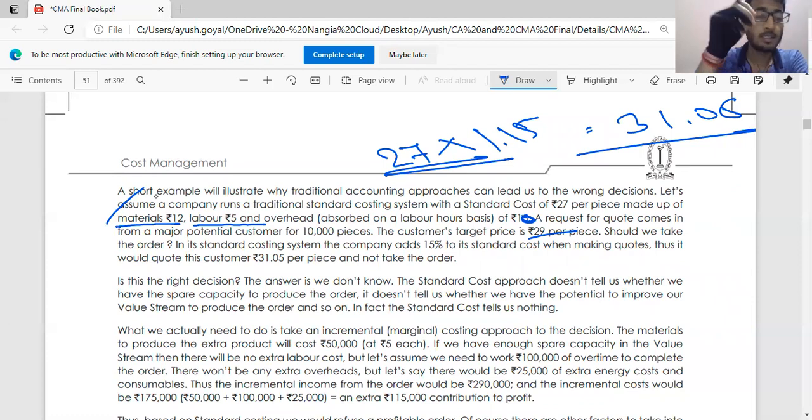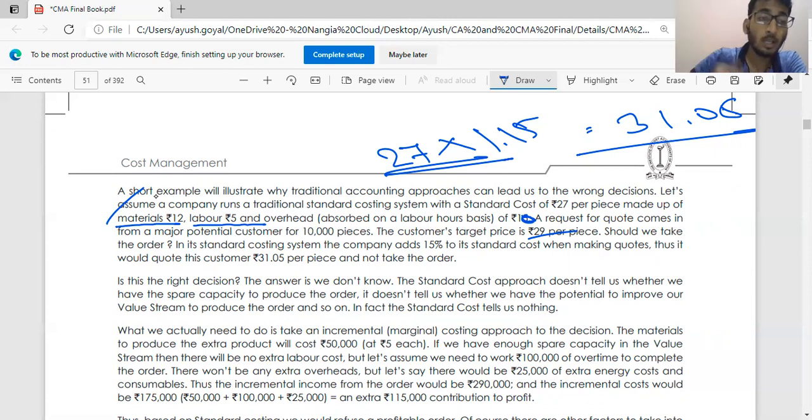Now, there is a machinery fixed asset which is there in our factory. So we are using that machinery on a regular basis, in regular practice. That machinery is used in regular practice.